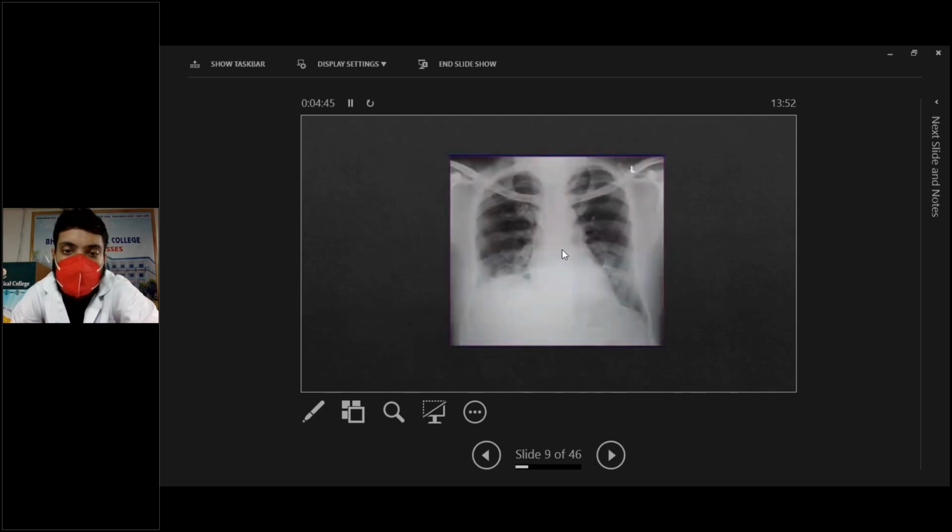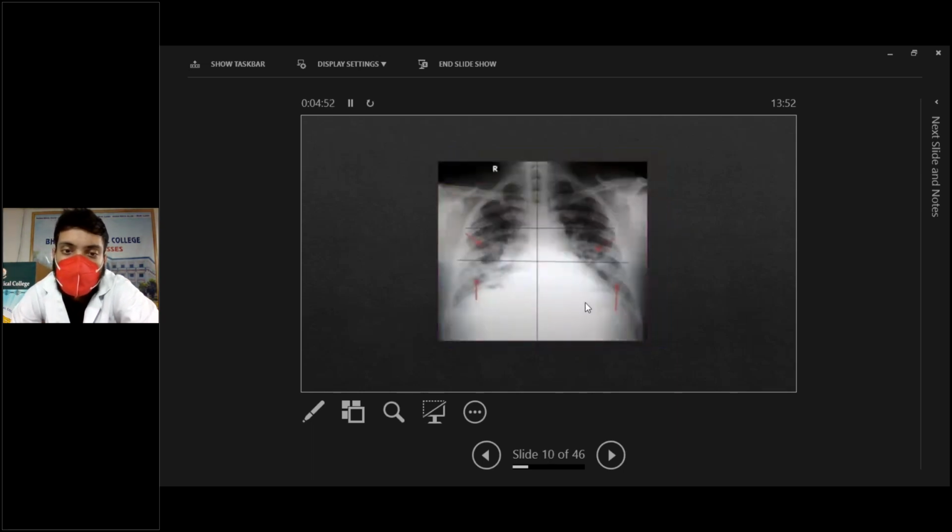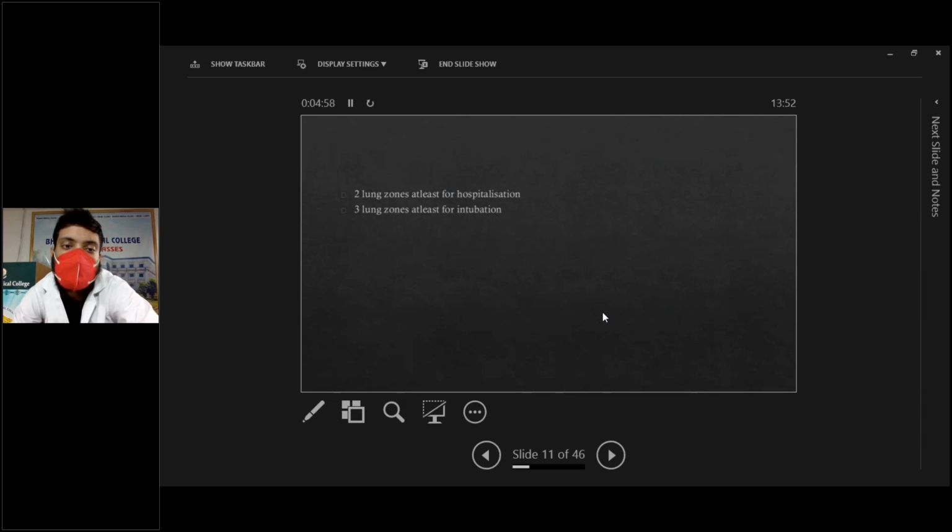For example, in this particular image, these two zones are involved. So we calculate it as 1 plus 1, that is 2. And in this particular image, there are 4 zones which are involved. So 2 plus 2, we give it as 4. What is the clinical importance of the scoring? If at least 2 zones of the lungs are involved, then the patient is likely to get admitted to the hospital, and if 3 or more lung zones are involved, then the patient is likely to need intubation. That completes the chest X-ray.